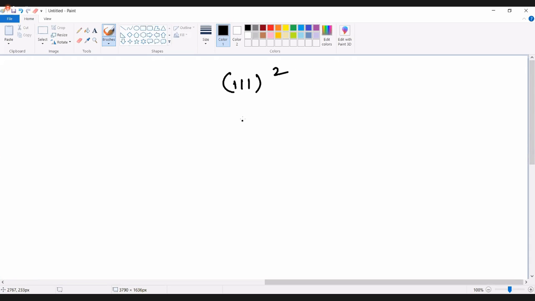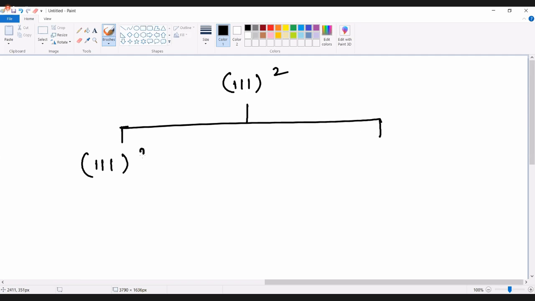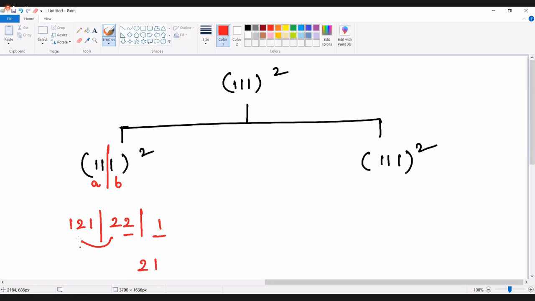So you can use the same logic of (a + b) whole square. I am splitting 111 whole square in this way. I am splitting 11 as a, 1 as b. Then I am using (a + b) whole square. 11 square is 121. 2ab is going to be 22. b square is going to be 1. Take the last digit 1. Take the last digit 2. Send this as carry. 1, 2, 3, 2, 1 is the answer.